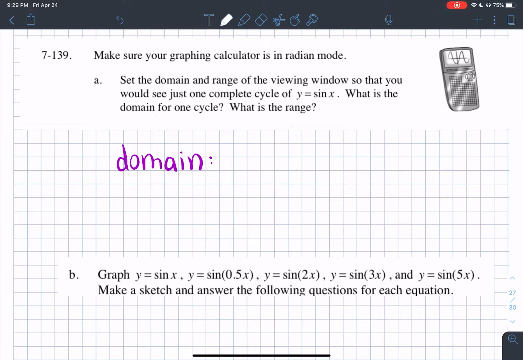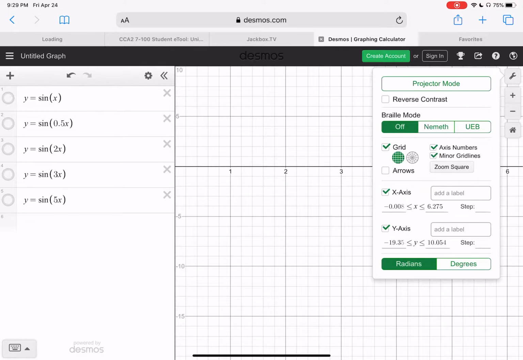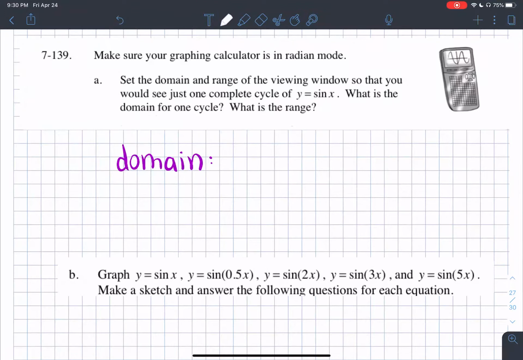Now that you've read the problem, let's talk about what it's asking us to do. First, it wants to make sure our calculator is in radian mode. So when you click the little wrench in Desmos, make sure that it says radians and that part is highlighted in green on the bottom. Then it says, what is the domain for one cycle? Then it says to set the domain and range so that in the window you can only see one complete cycle. So what is one cycle? What would that domain be before we can set it in our calculator? Think about that now.